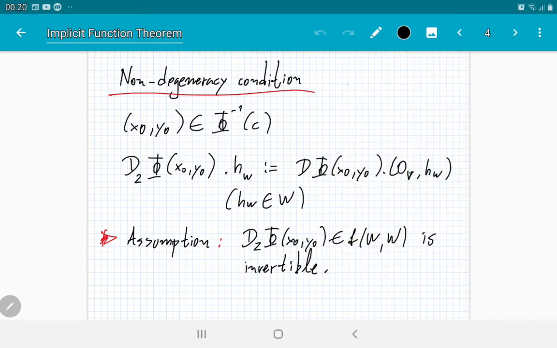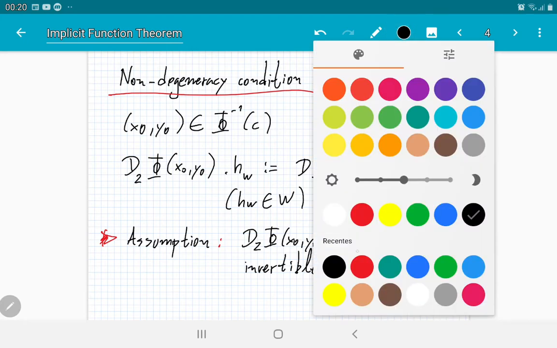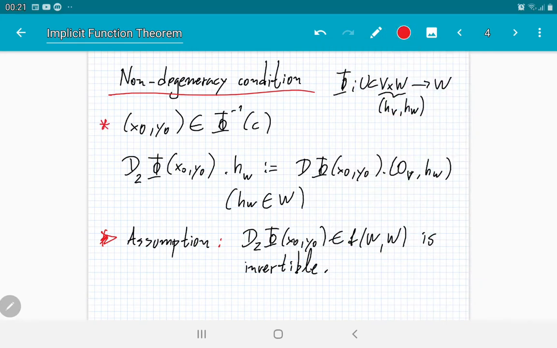So remember that phi is a function from an open set in V times W. And I'm going to define, right? So remember that the elements of the space here are pairs, which I'm usually going to write as (h_V, h_W), or (x, y), or something like that. So say I have (x0, y0) in the preimage of c. So it's just that (x0, y0) belongs to U, and phi of (x0, y0) is equal to c. So I'm going to define a kind of second partial derivative of this mapping in the y0 variable.